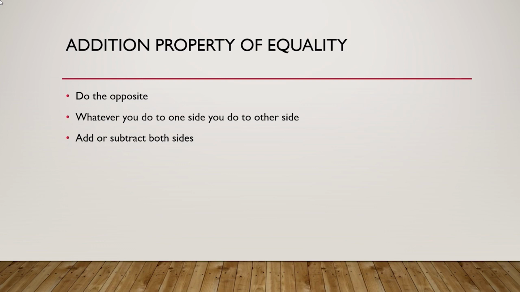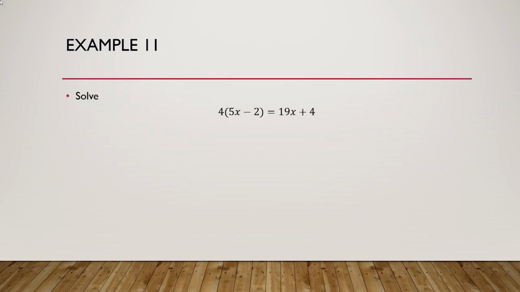And the way to think about this property in particular is you add or subtract both sides. So let's look at a couple of examples. So first, it's asking you to solve it, and there's an equal sign here, so it's an equation. So first you want to distribute the 4, you want to simplify it. So you have 20x minus 8 equals 19x plus 4.